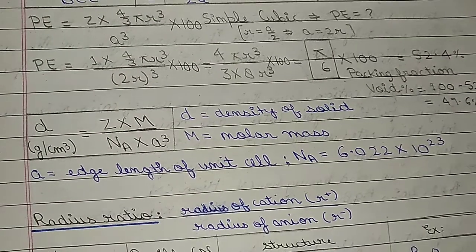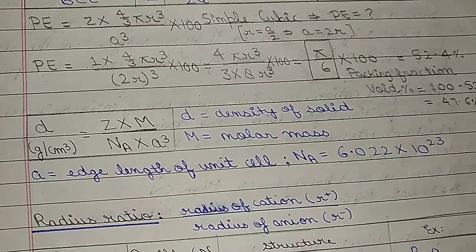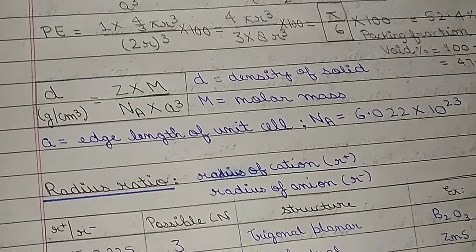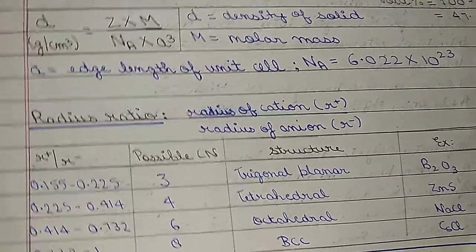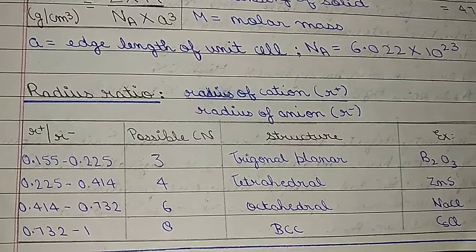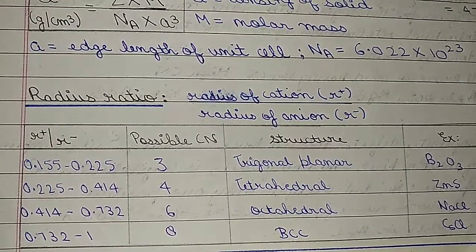Now we will see radius ratio. Radius ratio is equal to the radius of cation divided by the radius of anion, and here is the radius ratio of some structures.